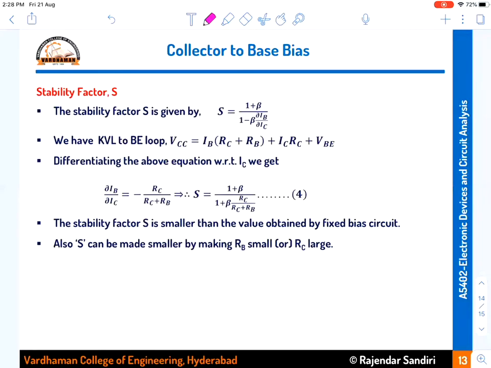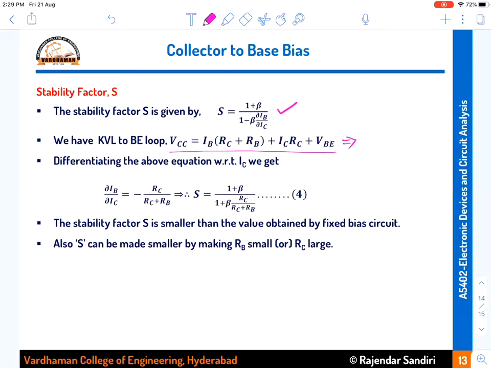Next, stability factor S. Stability factor S is defined by this equation: S is equal to (1 plus beta) by (1 minus beta into dou IB by dou IC). Okay. So we have the KVL to the base emitter loop already. From this equation, we can differentiate with respect to IC. Then we will get the dou IB by dou IC value. So this KVL to the base emitter loop is this one, right?